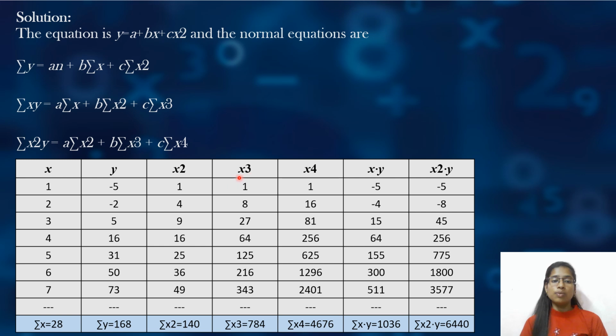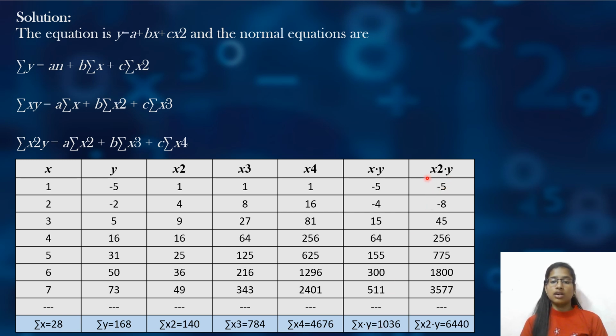And now x cube, by cubing the x values, will give us the x cube terms, and these terms can be added so that we'll get the summation of x cube. In the same way, x power 4 can be obtained from the x values, and by adding up all these terms will give us the summation of x power 4. And now x into y, so we have to multiply the x with y, will give us these terms. By adding up all this will give us the summation of x into y.